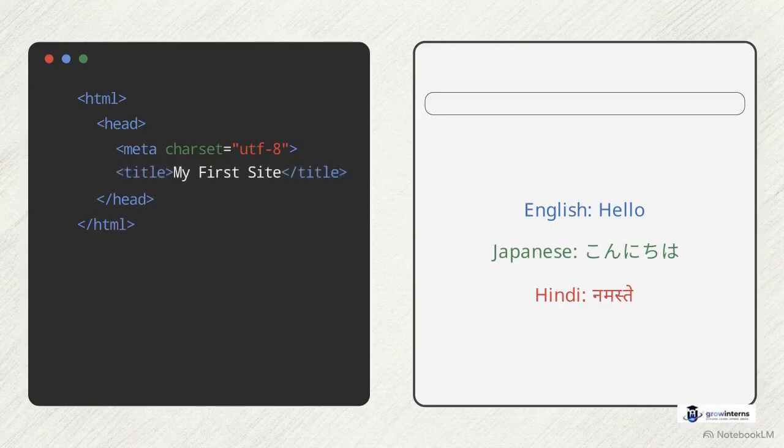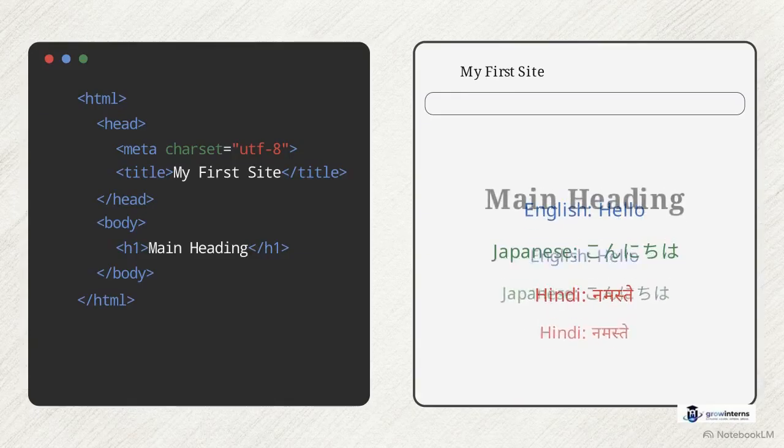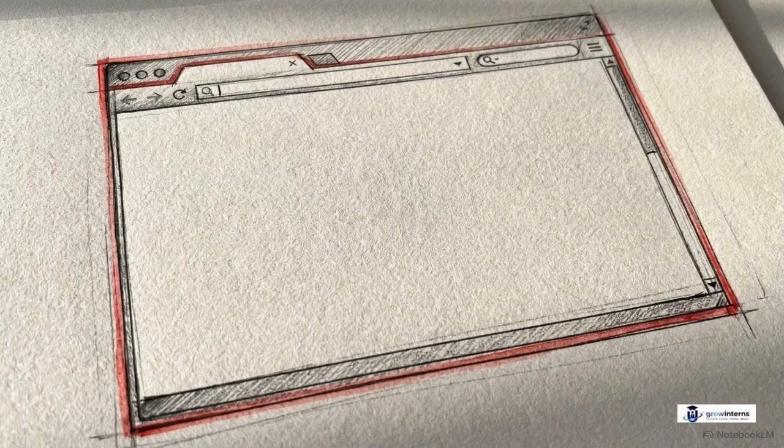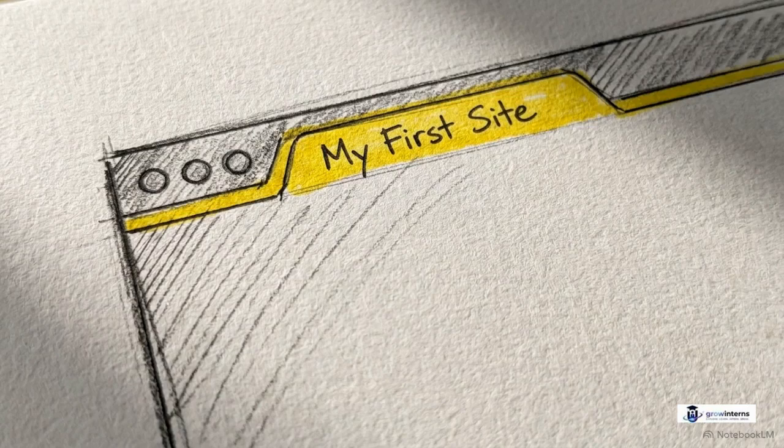Next, we add the title tag. Let's type "My First Site" inside it. It is common to confuse this with the main text heading of your page, but they do completely different things. Looking at this in a live browser, the main viewing canvas is completely blank. The text we just wrote appears strictly up in the top tab.